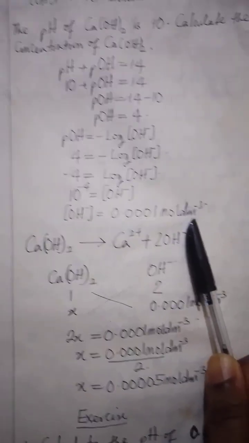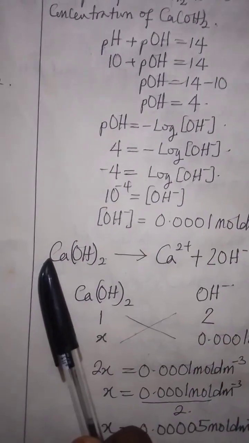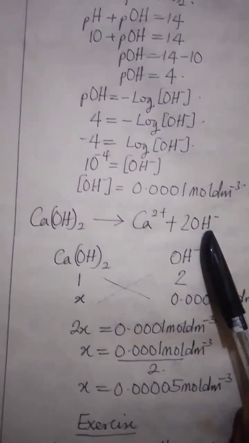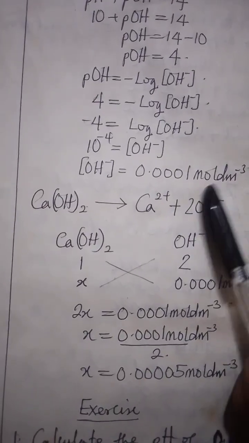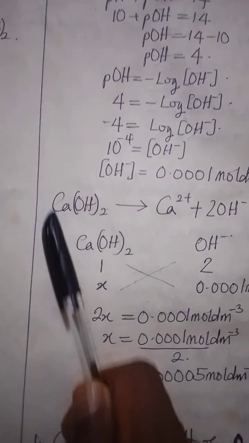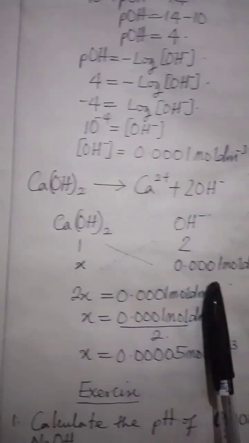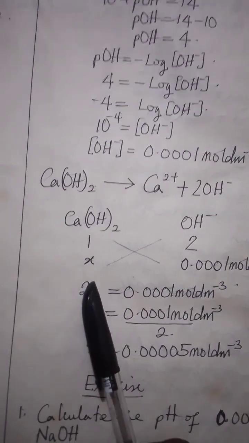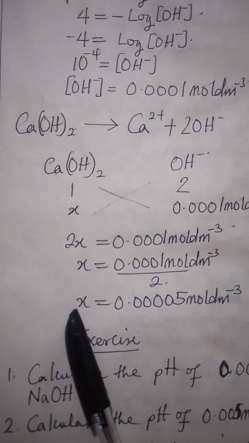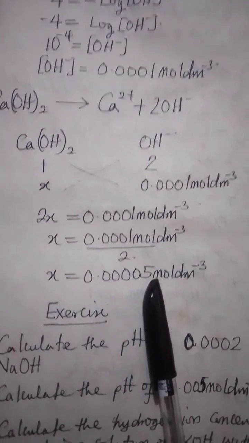Now, we're looking for the concentration of calcium hydroxide. So we write the dissociation equation. What we have found is this aspect, which is, if you look at it, the ratio of the base is 1, that of the hydroxyl is 2. So I'm looking for this now, having known the concentration. So if you cross multiply, 2x is this. So x is 0.0001 over 2. x will be 0.00005 mole per dm cube.